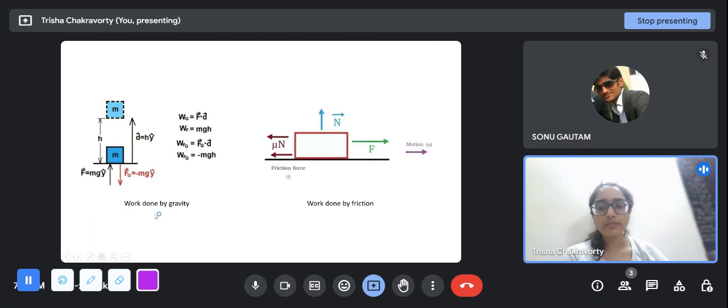So gravity is a conservative force. But friction, on the other hand, is a non-conservative force. Friction is when there is a normal reaction: if a body has a mass m and it rests on a surface, then the reaction will be mg, and that will be the normal reaction. And static friction acts as mu into N, where mu is the coefficient of friction.